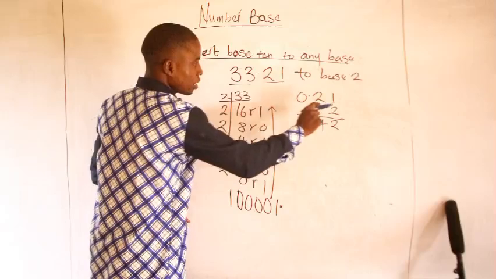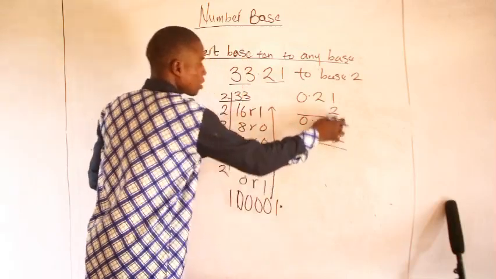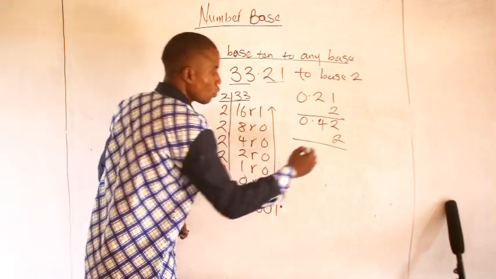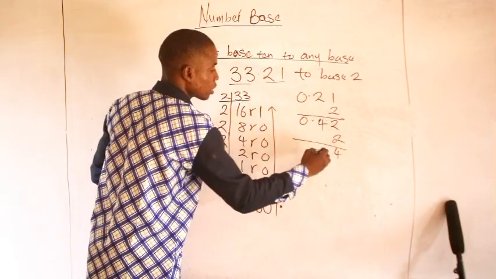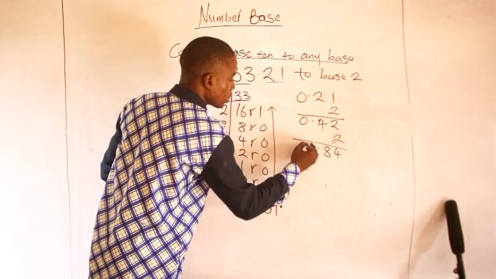Now again, you times it again, 2. This one and this is what? 4. This one and this is what? 8. This one and this is what? 0.